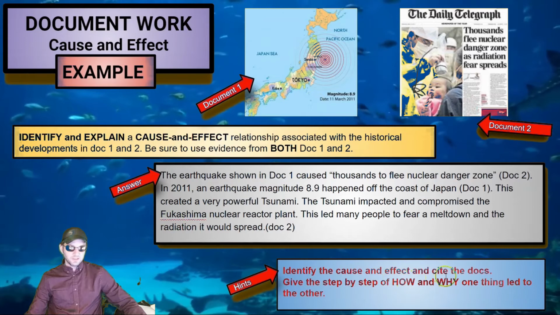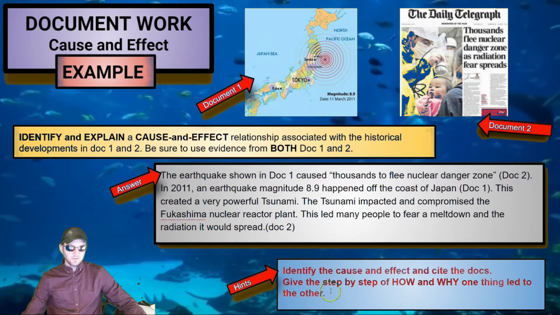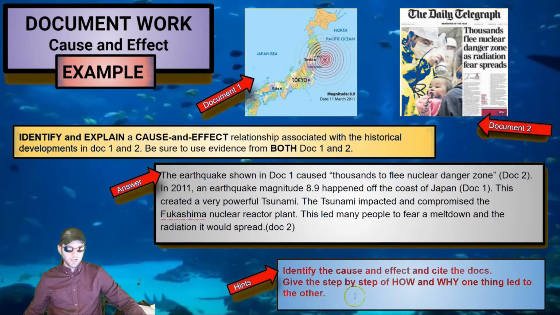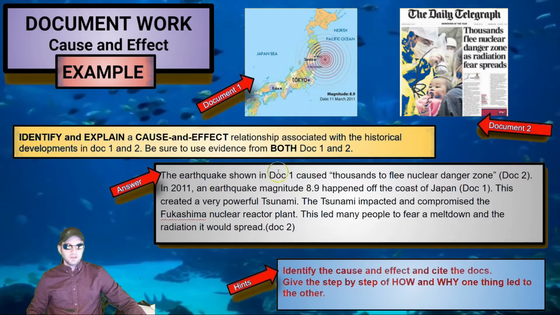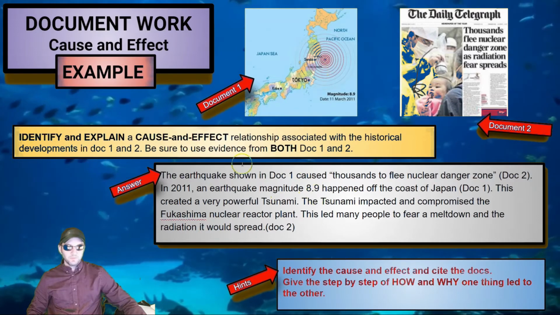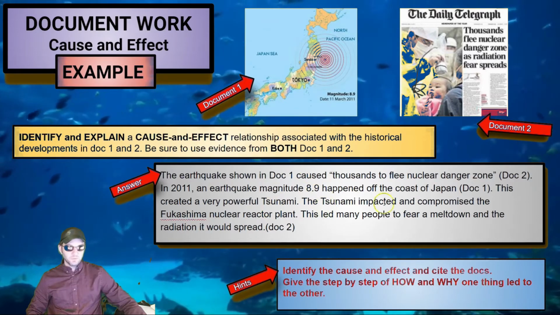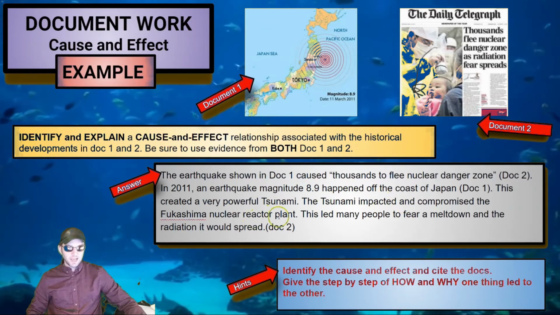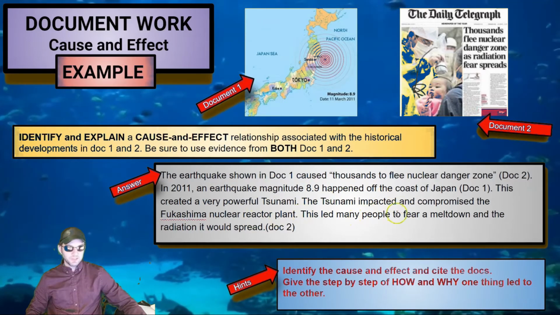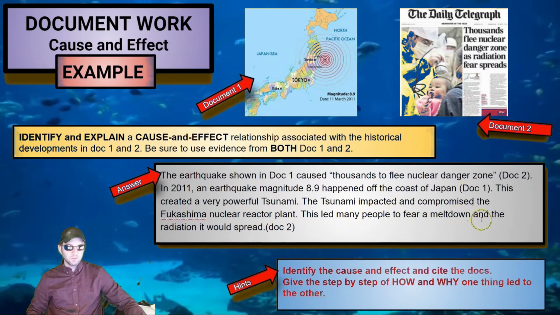Identify the cause and effect, cite the documents, give the step-by-step of how and why one thing led to the other. Okay? Earthquake made tsunami, impacted the nuclear reactor, it is going to melt down. People fear a meltdown, so they went away.